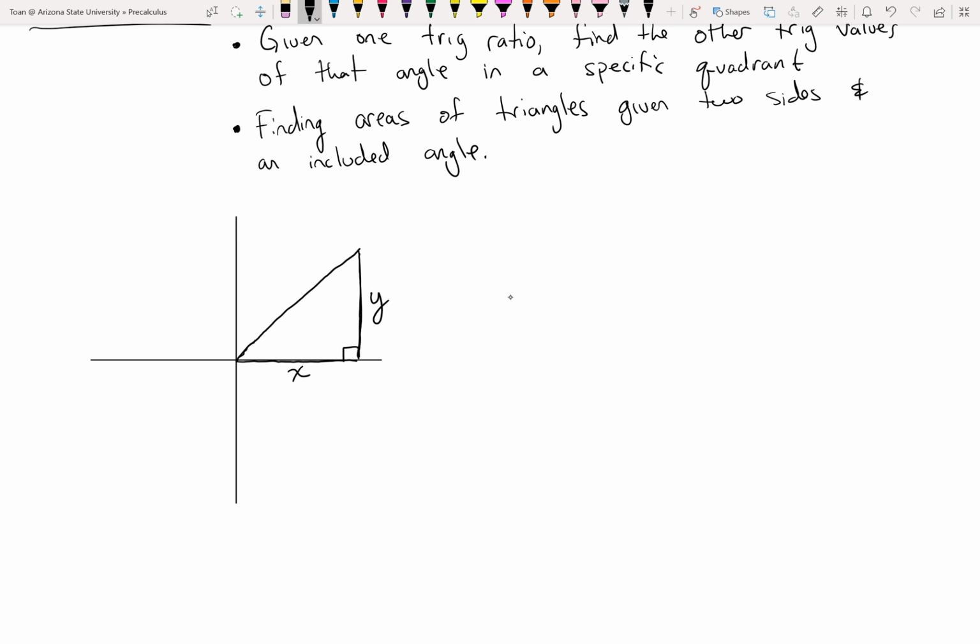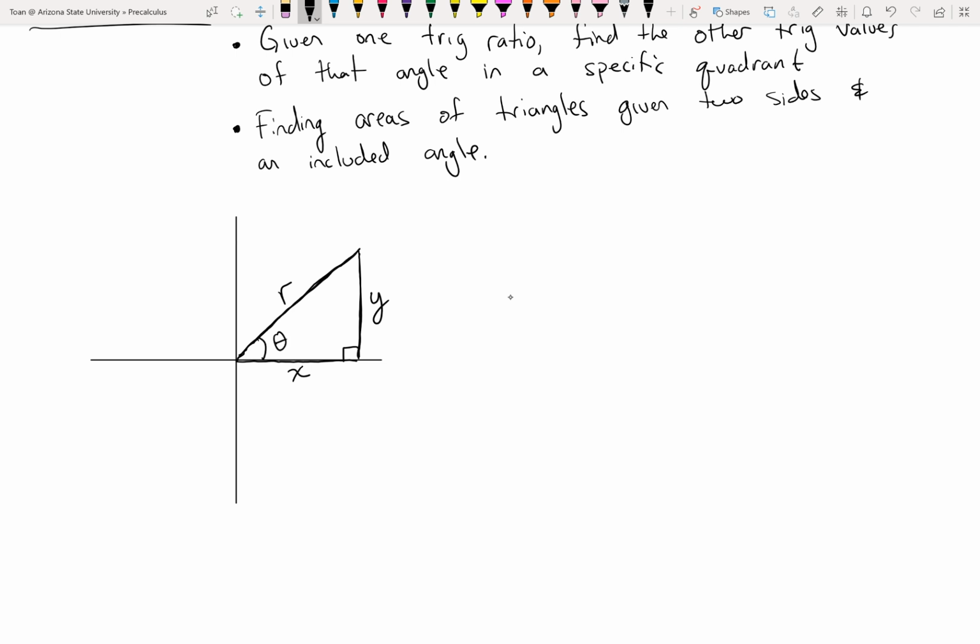Now, we do know that the hypotenuse does have some length. I don't know what that length is. It could be 1, it could be 5, it could be 2.7. So I'll use the variable r. And I want to focus on a particular angle in this triangle, and just to make things standardized, let's focus on the angle from standard position, this theta here.